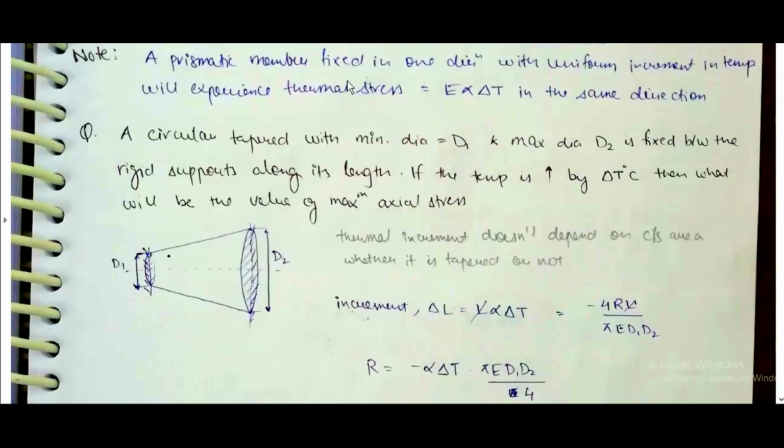A prismatic member fixed in one direction with a uniform increment in temperature will experience thermal stress equal to E alpha delta T in the same direction.